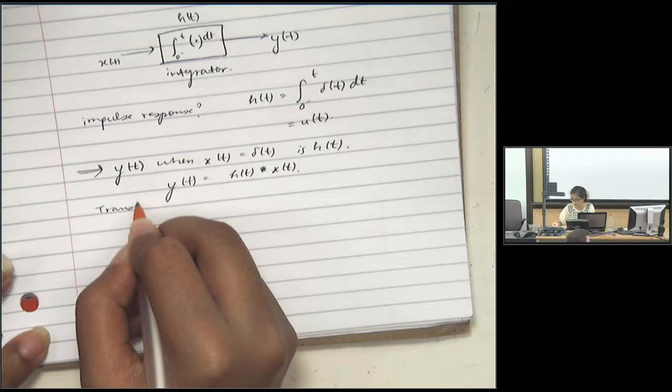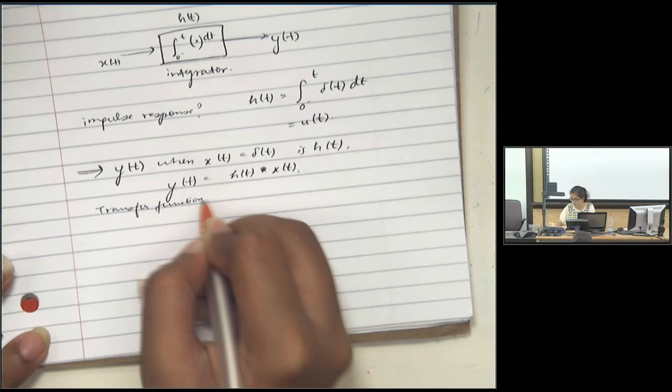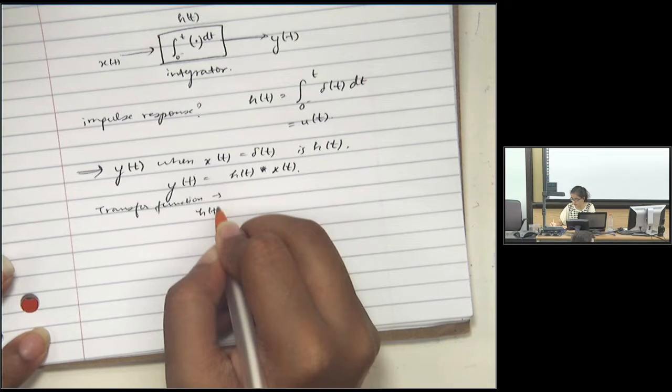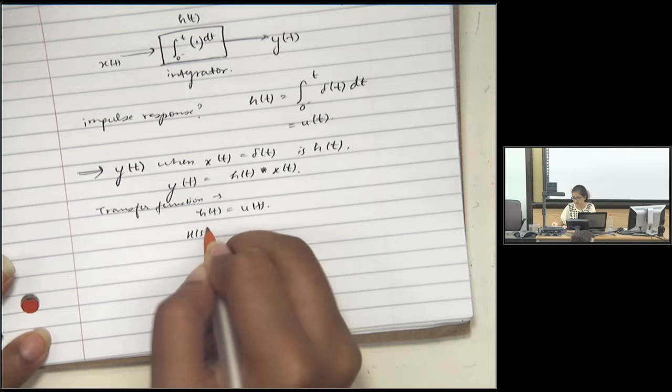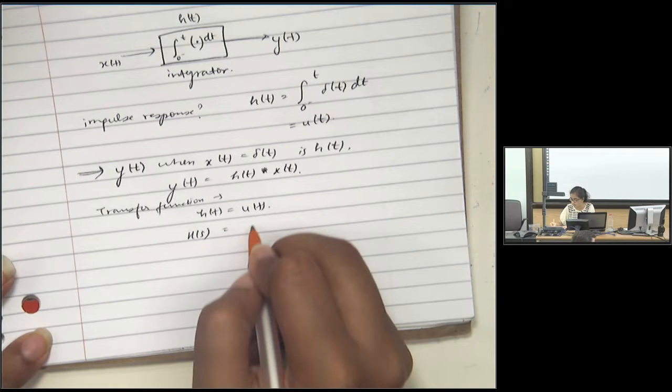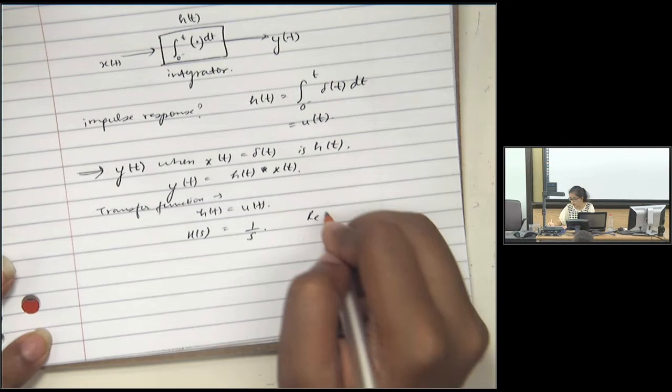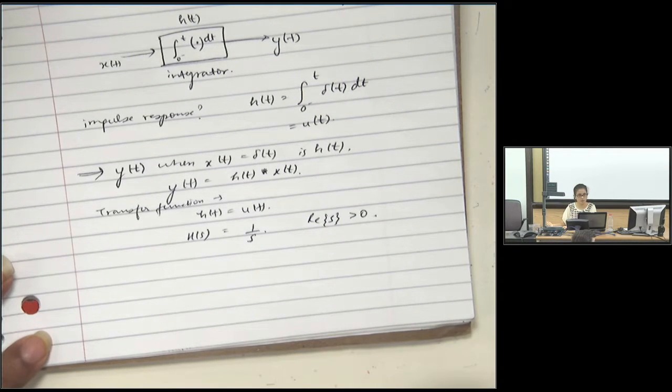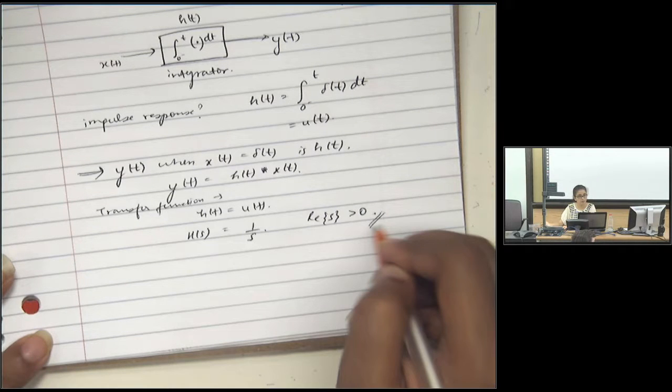Correct. So you have h of t equals u of t. The transfer function is h of s, not h of z in this case, because it's continuous time. You won't take a z transform. So you'll have 1 over s, and real of s greater than 0. It's a good idea to include the ROC in your answers.